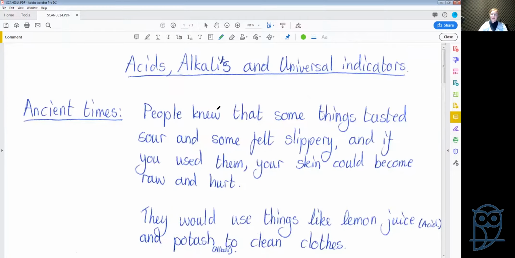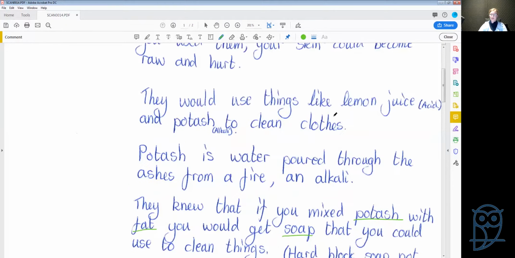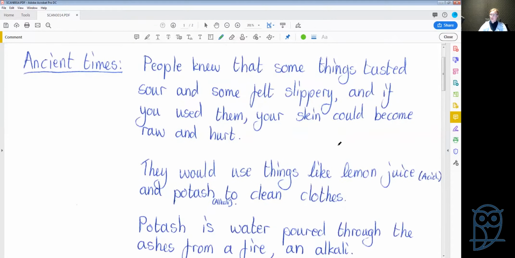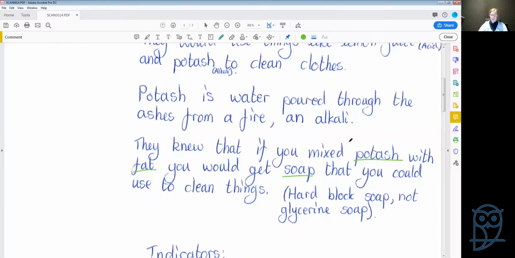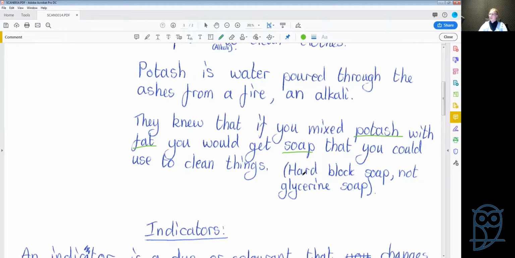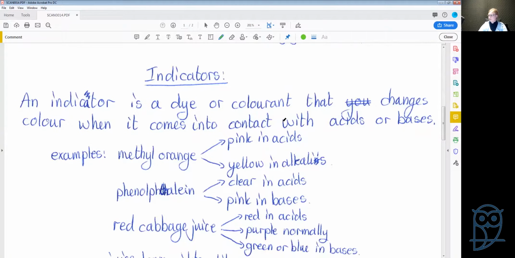So we are talking about acids, alkalis, and universal indicators. That was essentially a bit of a history of what people knew about acids and alkalis and what they used them for. They did not necessarily know how these worked. They just knew it did and how to do it.